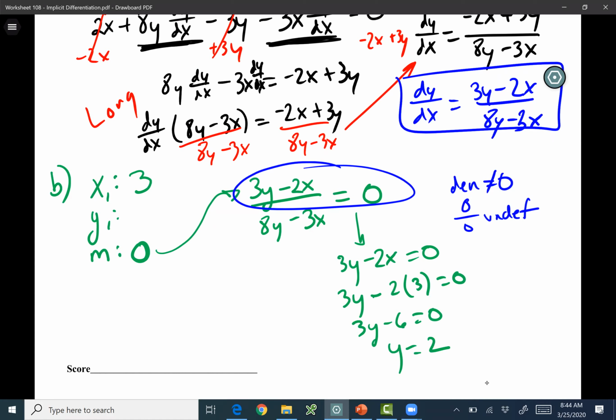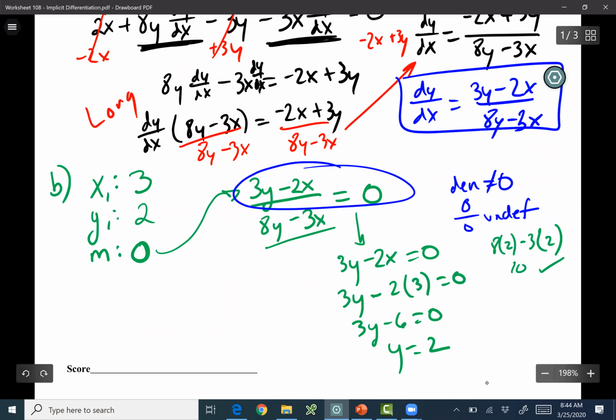So that would be an x1, y1, and an m. Now, we actually didn't really show that it lies on the curve, right? We showed that it has a slope of 0. But we also need to prove that it lies on the curve. Before we do that, though, we do just want to verify that 8y minus 3x was not 0, right? 8 times 2 minus 3 times 3. We're good. That's 16 minus 9, which is 7, not 0. So if we plugged this point into the slope, we'd get 0 over a nonzero number, which is 0, not 0 over 0.